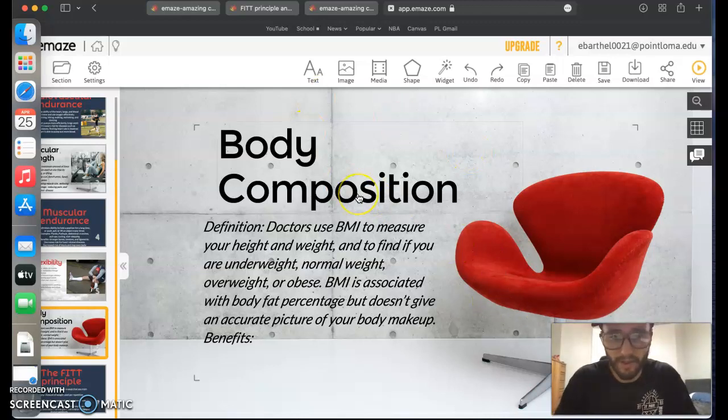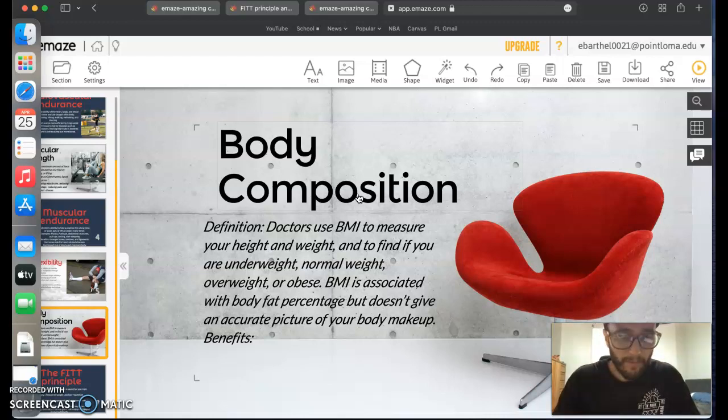So the benefits of having a good body composition would just be everything we talked about with the other ones. You have good balance, you have good muscular strength, you have good cardiorespiratory strength and endurance. You're flexible, and there's lots of different ways you can measure body composition.